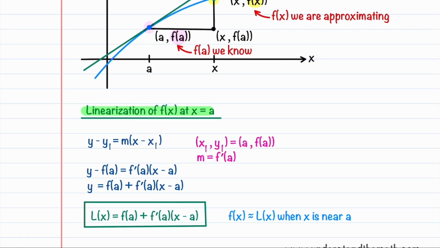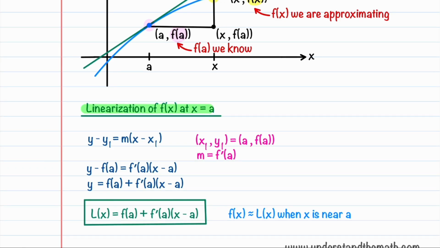The equation of our tangent line can be written as y minus y1 is equal to the slope m times x minus x1. x1, y1 is then just the point a, f of a, and our slope m is the derivative of the function at the point x is equal to a. If we plug both of those in, we get that y minus f of a is f prime of a times x minus a, and then we want to solve for y, and it's just f of a plus the derivative of our function at a times x minus a.